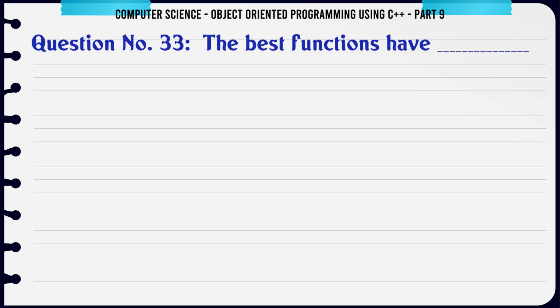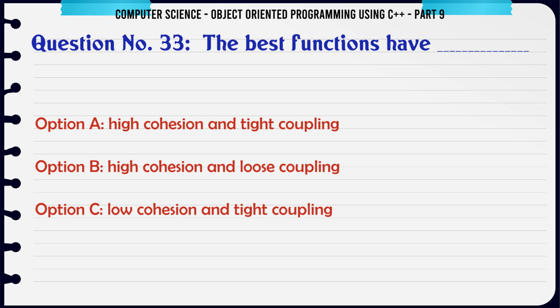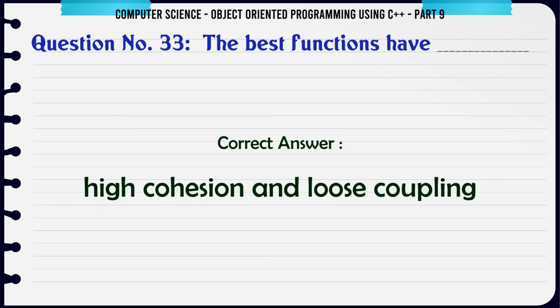The best functions have: A. high cohesion and tight coupling. B. high cohesion and loose coupling. C. low cohesion and tight coupling. D. low cohesion and loose coupling. The correct answer is high cohesion and loose coupling.